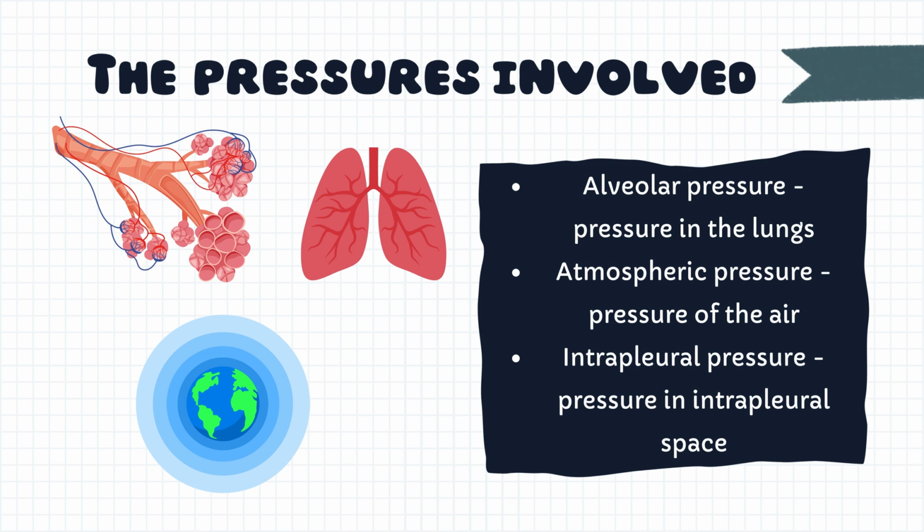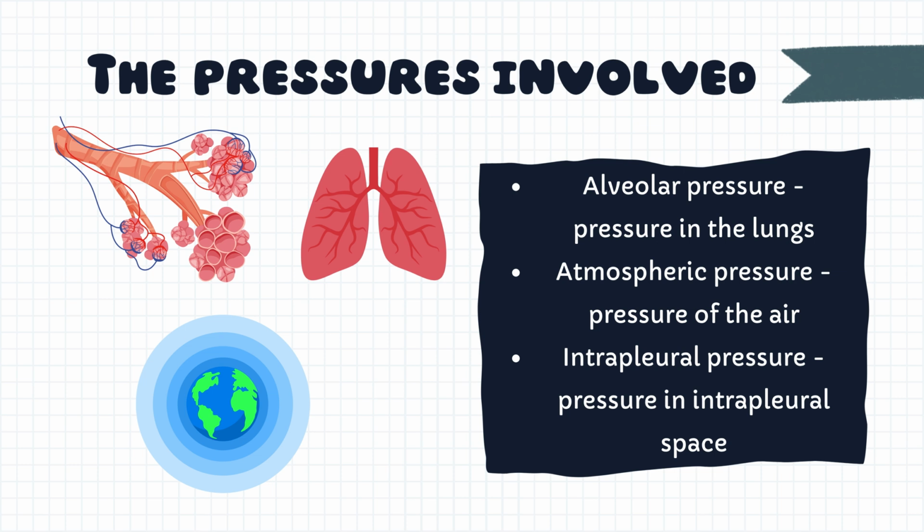Air flows from high pressure to low pressure. That's the basic rule. During inspiration, alveolar pressure must drop below atmospheric pressure. Atmospheric pressure at sea level is about 760 millimeters of mercury. So if alveolar pressure drops just slightly, even by 1 millimeter, air flows into the lungs.